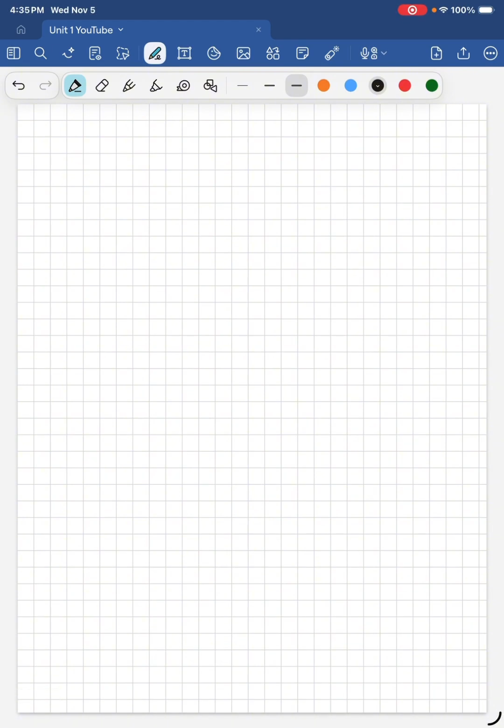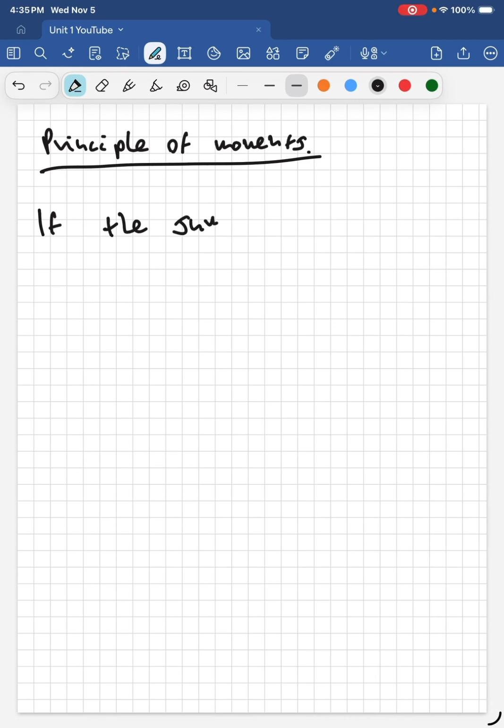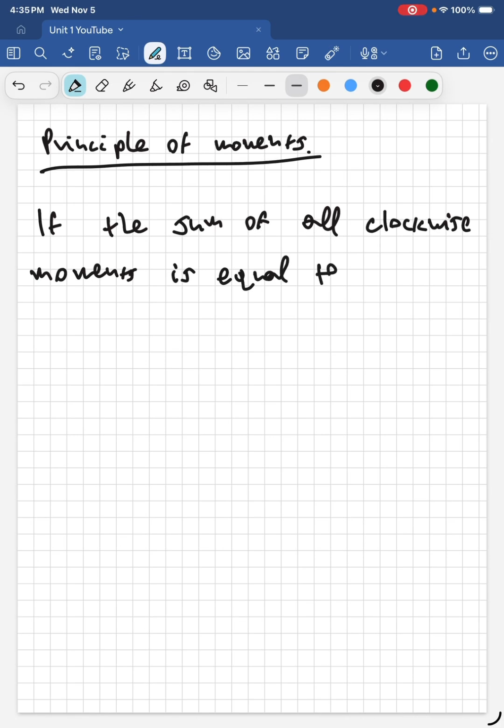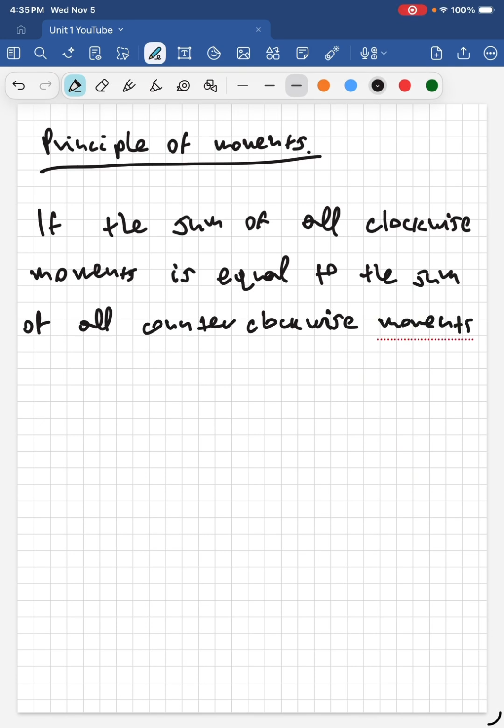Next is the principle of moments, which tells you that if the sum of all clockwise moments is equal to the sum of all counterclockwise moments, we have equilibrium, which means that the object will not turn. So let's see an example.